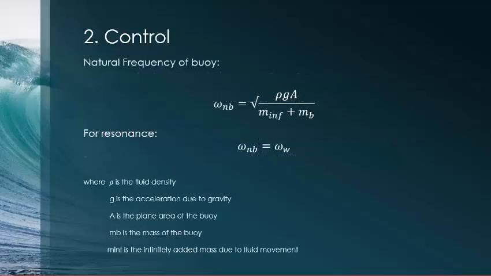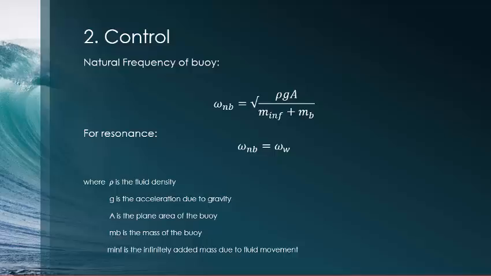Let us take a look at this formula representing the natural frequency of the buoy, omega n b. So for resonance, omega n b should be equal to the frequency of the incident wave, but the ocean waves have varying frequencies, so omega n b must also be variable. From the formula, only A, the plane area of the buoy, and mb, the mass of the buoy, can be varied. The implementation of a method to perform these changes is, however, unrealistic.